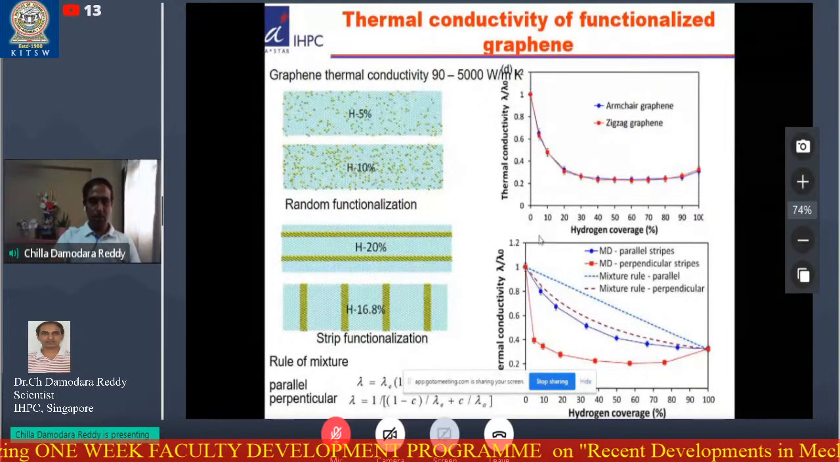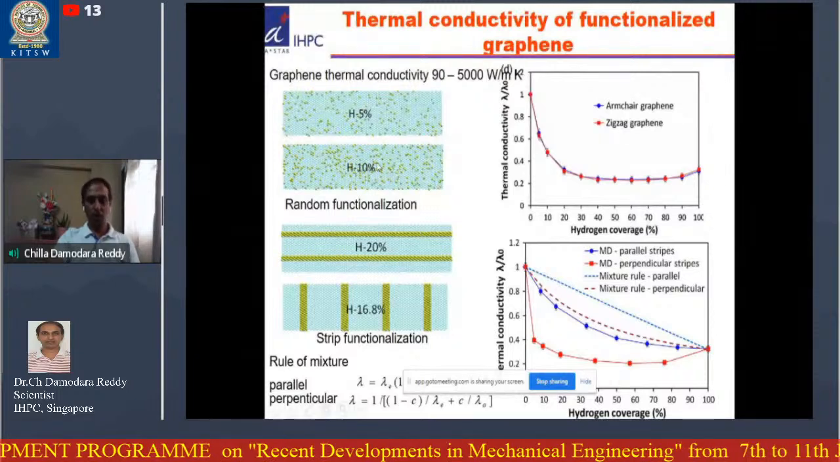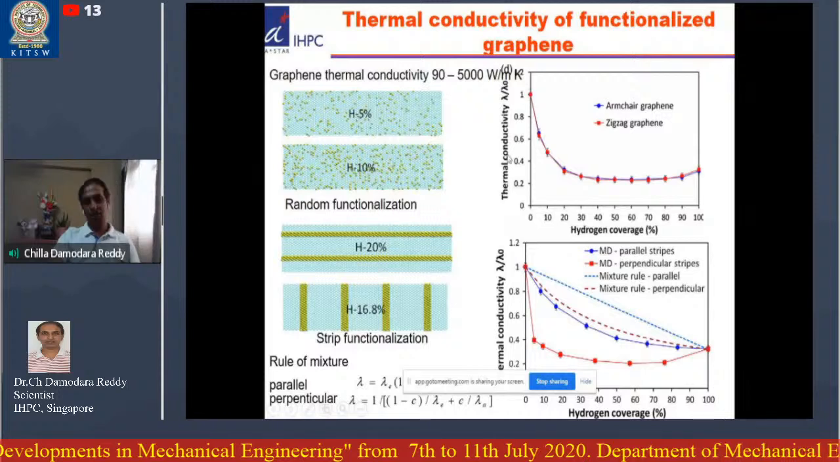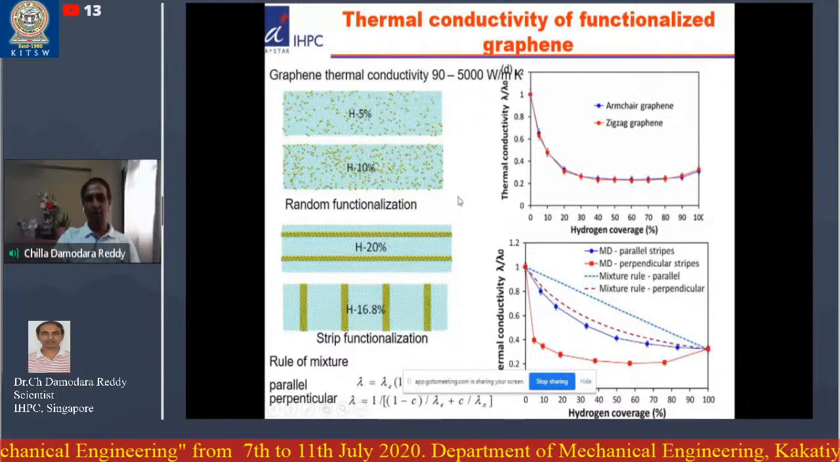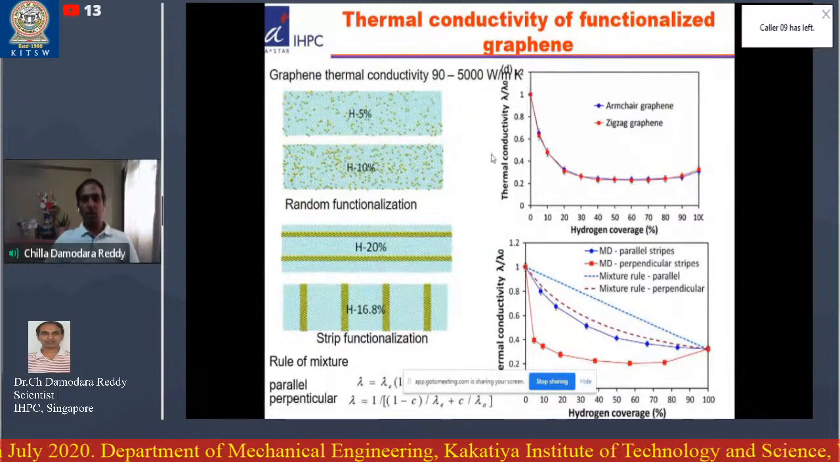So you can see that even for random functionalization or controlled functionalization, it affects a lot in the mechanical properties as well as the thermal conductivity of the graphene structures.